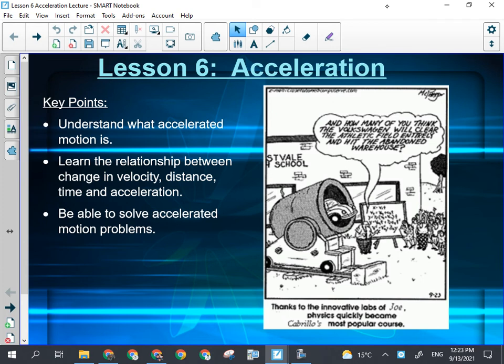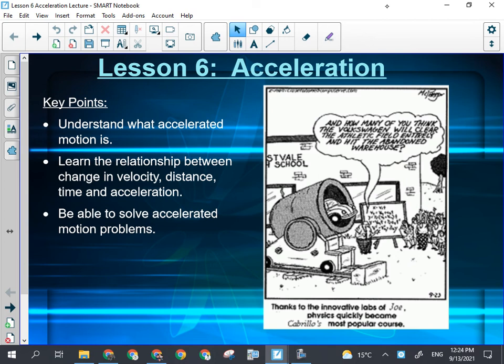So first off, what is accelerated motion? If something's accelerating, what's happening to it? It could be getting faster, could be getting slower. In either case, what is changing? Right. Speed or velocity would be more technically correct. But if there's a change in velocity, then there's an acceleration going on. So any change in velocity is acceleration.